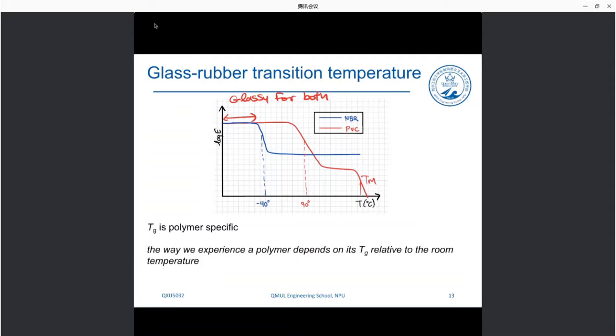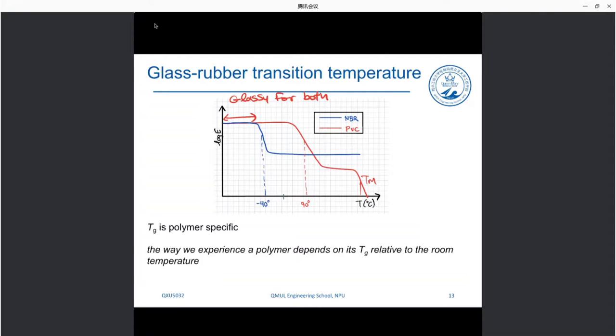It displays its elastomeric characteristics. And that is why when we look at room temperature, let's say, or normal temperature, 25 degrees, it should be, I don't know, around here. If we look at 25 degrees, let me use a different color, not to confuse you.